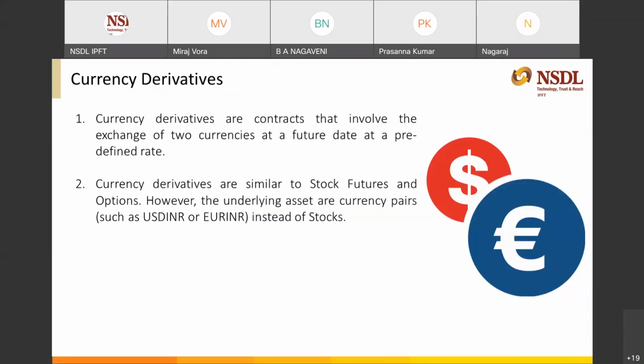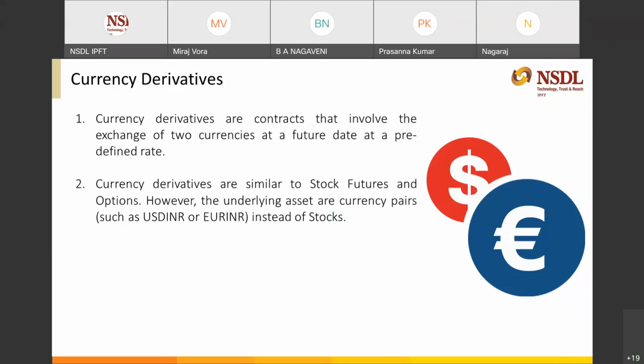Now let's move on to another widely traded derivative, which is the currency derivative. Currency derivatives are globally the most traded derivative. It is also very widely traded in the Indian markets. But you need to understand it a little bit further if you move to the currency derivative.